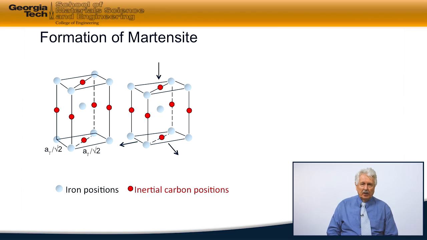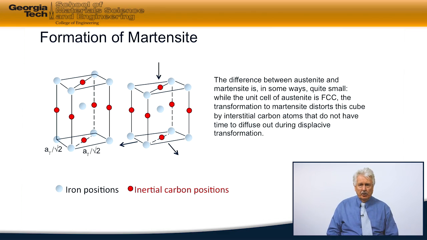There is a change in the dimension of the unit cell, and that will depend upon how much carbon we have actually managed to put into the particular alloy. So as the carbon content of the alloy increases, we're going to have more carbon stuffed into this body-centered tetragonal unit cell. And so what we're seeing is relatively small displacements of the positions of the atoms in the original cell to the positions of the atoms in the martensitic structure.